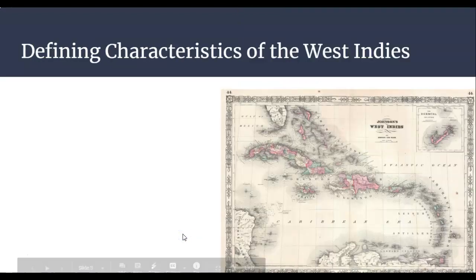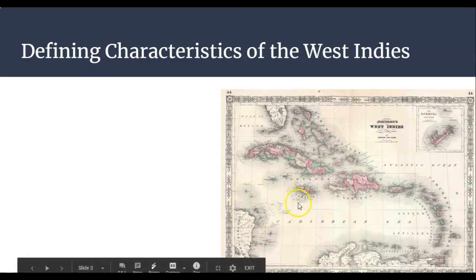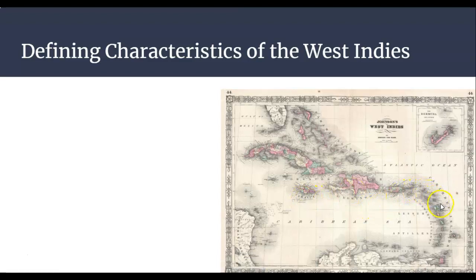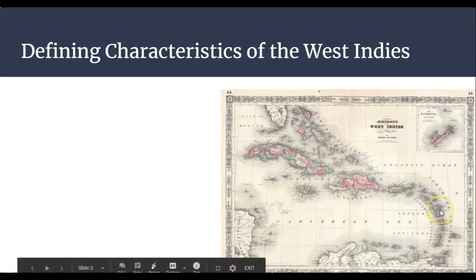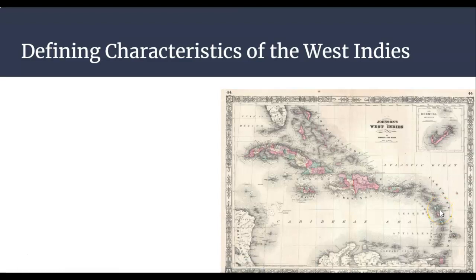Okay, so first of all, the defining characteristics of the West Indies. When we talk about the West Indies, we're talking about this whole area here: what is present-day Cuba, and then Dominican Republic and Puerto Rico, Jamaica, and then over here we have a lot of smaller Caribbean islands, Barbados, Guadeloupe, Turks and Caicos, stuff like that.